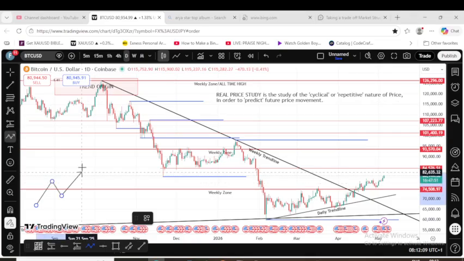You can see we have an impulsive move, a correctional move, an impulsive move, a correctional move, followed by an impulsive move. So when we see an impulsive move, that's what we expect: whenever price shows an impulsive move, there will be a correctional move after it. After a correctional move, there will be an impulsive move. So when we're currently in an impulsive move, we're expecting a correctional move next, and when we are currently in a correctional move, we're expecting an impulsive move next.